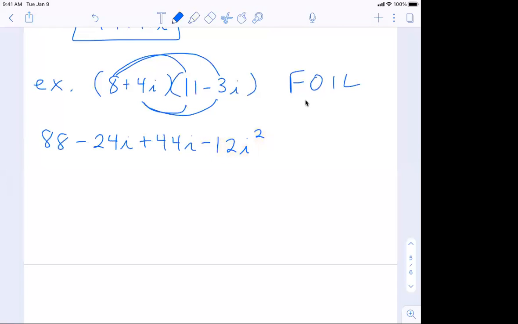So I'll write out the next step. I'm going to have 88. I'll combine these two. Negative 24 plus 44 would be plus 20i. But now this guy is going to become plus 12, which now makes that a like term with the 88. So 88 plus 12 is 100. So our final answer is 100 plus 20i.